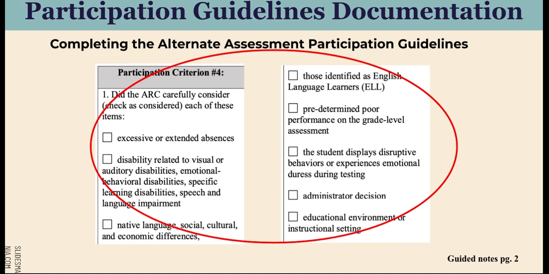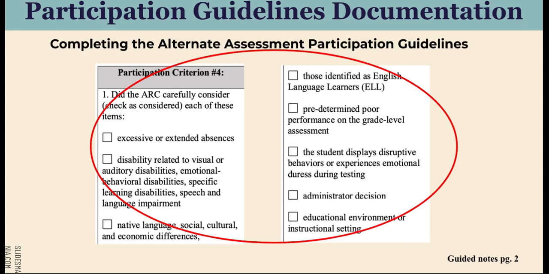We also include native language, social, cultural, and economic differences, or if the student is identified as an English language learner. All students will potentially struggle adjusting to a new culture or language, but it doesn't mean that they have a severe cognitive disability. That's not to say that we can't have a student that's an English language learner that also has moderate to severe disabilities. But we need to make sure we've discussed this in the ARC and we've determined that we're qualifying them based on their disability and not on their English language skills.